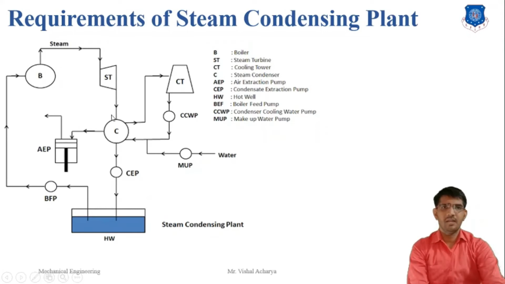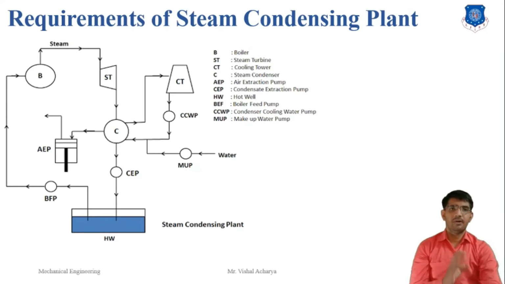This is the main device for the steam condensing plant. Here is the air extraction pump. Among the requirements, the first part is the condenser. It is a closed vessel used to condense the steam. The low pressure steam gives off its heat to the coolant. Here the cooling water takes the heat and the steam is converted into water during the process of condensation.